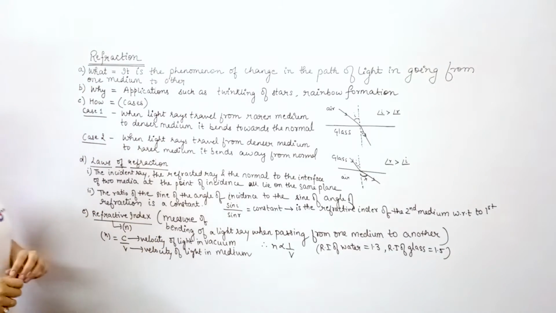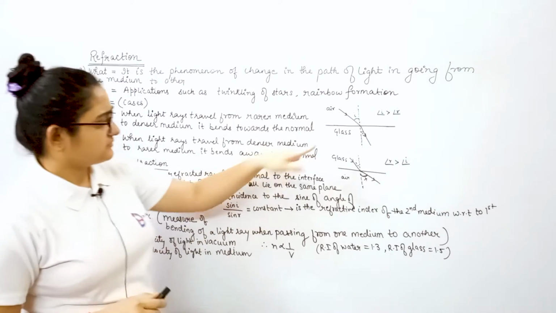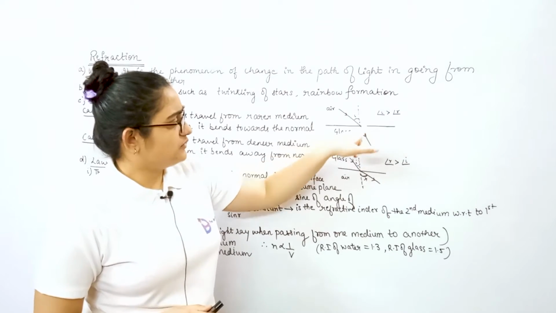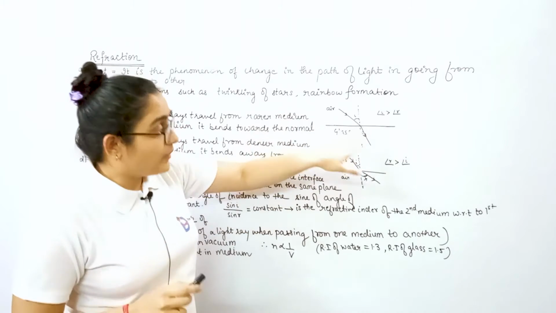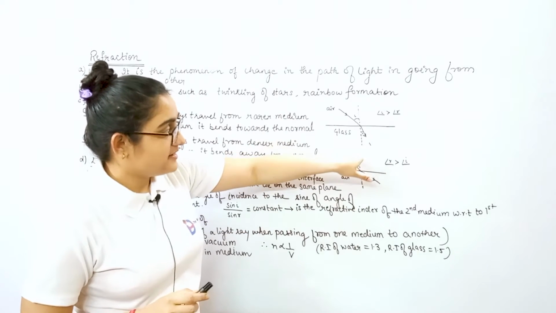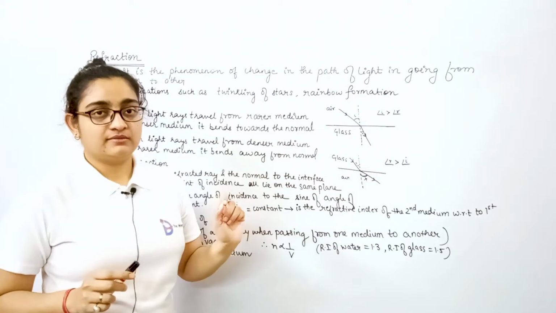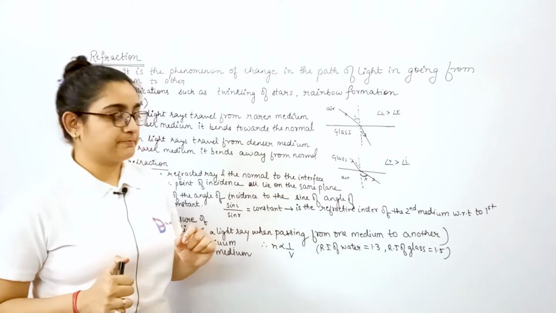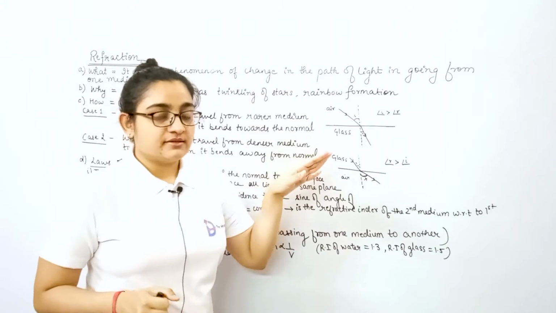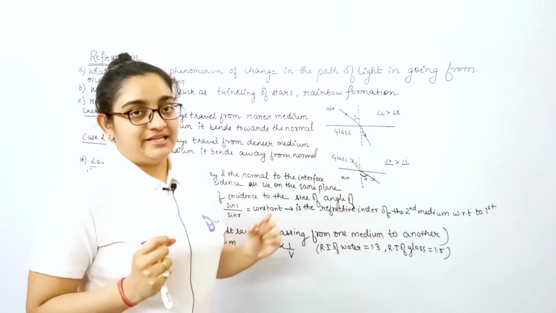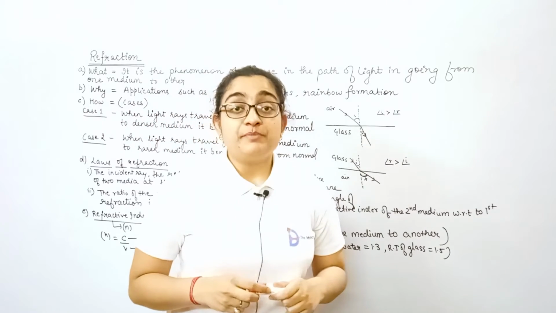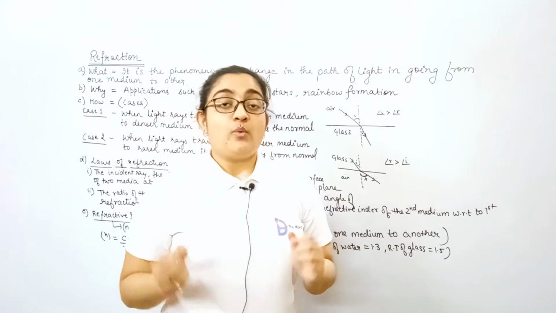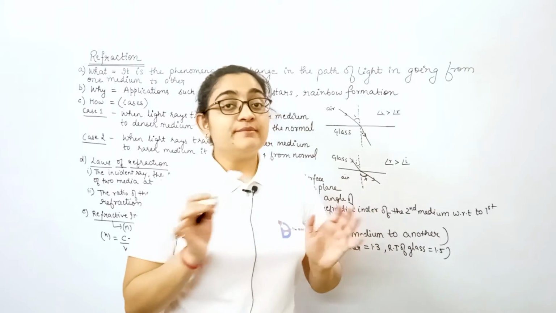Now the question is basically why you can see that it is bending. Why is the refracted ray bending towards the normal? Why is this the case? Because the speed of light, as I mentioned in the previous video, changes when the light ray travels from one medium to another medium.